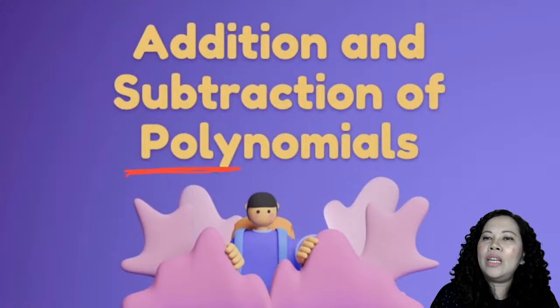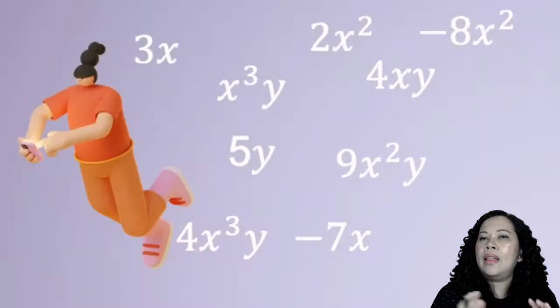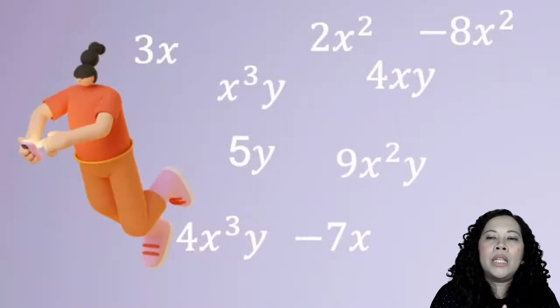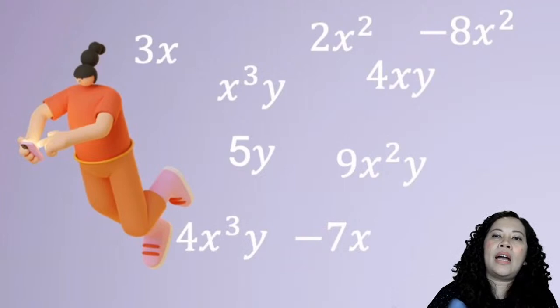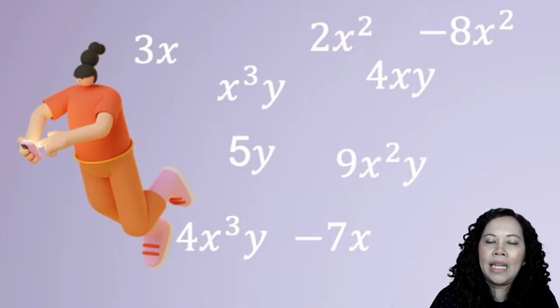So we will first determine what are your polynomials, or what are the rules when we add and subtract polynomials. So before anything else, let's first identify polynomials can only be added and subtracted if they are like terms. So when we say like terms, that means that they have exactly the same, okay? They have exactly the same terms.